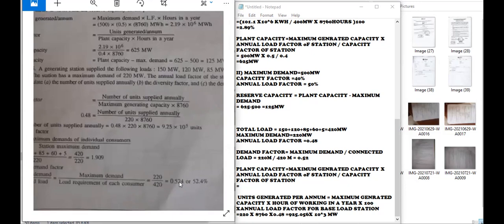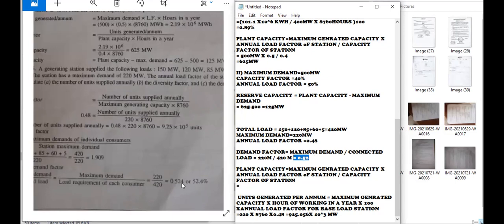The next thing is the diversity factor. Let me see my demand factor, maximum demand. I got this one, it's 52.4. If you want to do it in percent, you move it now. It's the same thing.